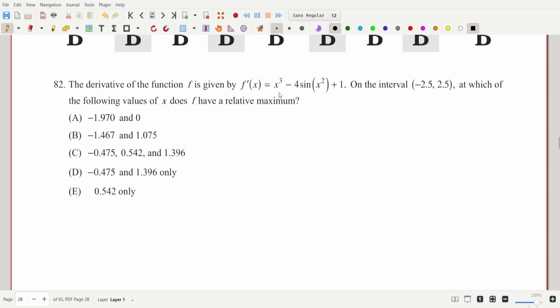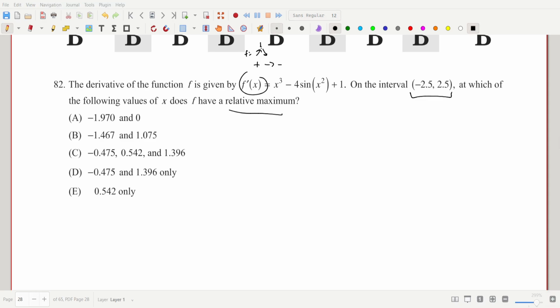82. The derivative of the function is given on the interval. When does it have a relative max? You just got to graph this, right? Relative max when this changes from positive to negative, because that means f is changing from increasing to decreasing, which is a max at the top there. So just graph and figure out when it's positive and negative. Notice this kind of tells us what our window should be.